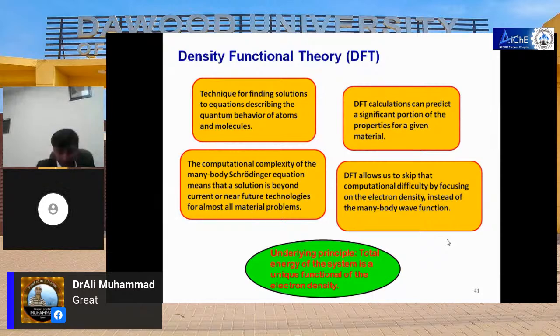There are different packages which can be used to solve these quantum mechanical equations using electron density. But we have chosen WIEN2k because it was easily accessible for us, and there are other free packages as well. For example, Quantum Espresso is a free package, and many researchers are using it. But for our investigations, we picked the WIEN2k package.